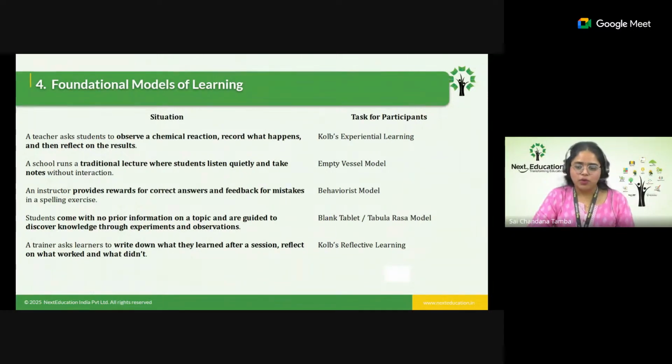Okay. So we have seen already Kolb's, and the traditional lecture is actually the empty vessel, because here it's just a traditional method of learning, right? When you take a blackboard and write down and just teach students, that is just a normal way of conveying knowledge. So you're just pouring the knowledge into the vessel, which is the student. So that is why it is an empty vessel. And providing rewards is behaviorist, and no prior information is blank tablet, and the last being Kolb's again.